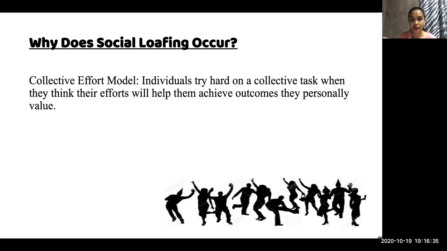So, sa collective effort model naman, individuals try hard on collective tasks when they think their efforts will help them achieve outcomes they personally value. So, dapat pag about sa group task, dapat lahat ng members na nagbibigay ng effort is nagmamatter para maiwasan nilang isipin na yung iaambag lang nila na effort is hindi naman makakatulong. So, dapat ang maramdaman nila, yung ginagawa nilang effort is para sa task, nagmamatter, or nakikita nila yung ine-exert mo na effort is malaking bagay para sa task na ginagawa nyo.